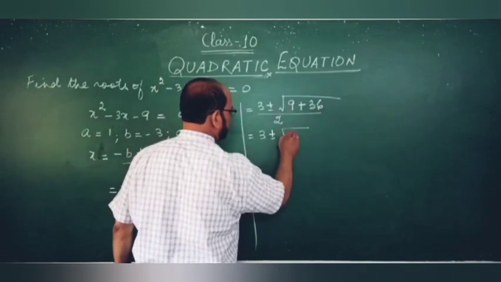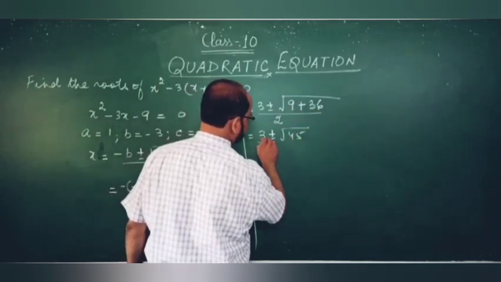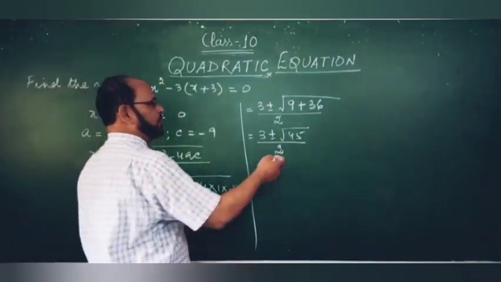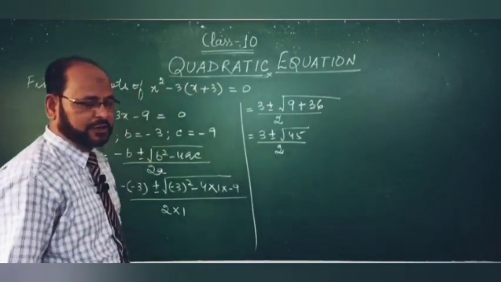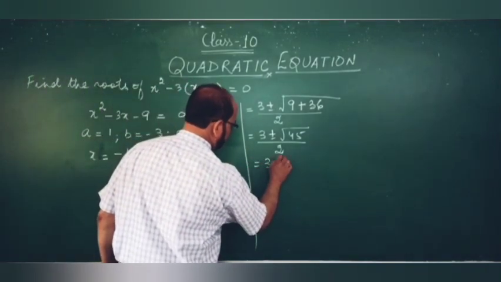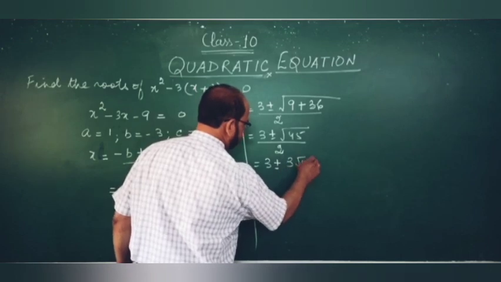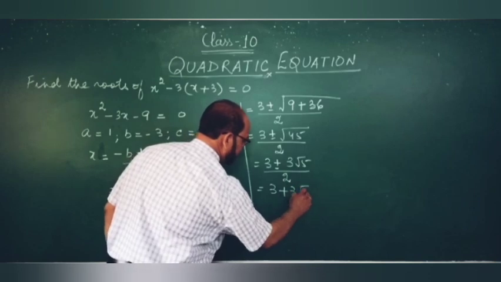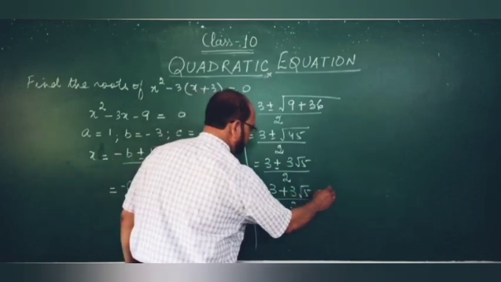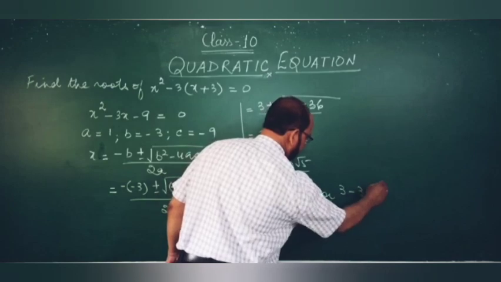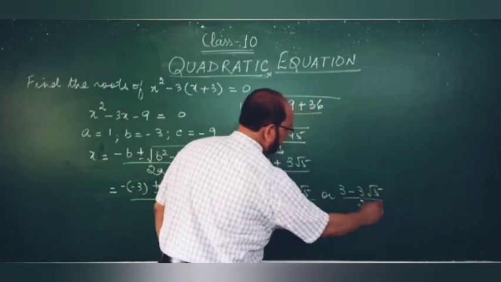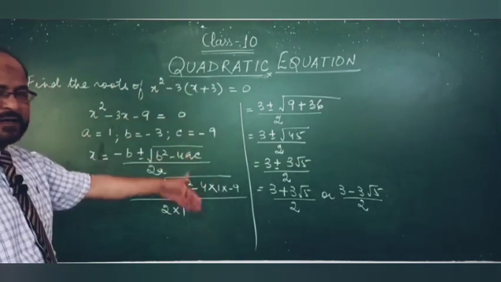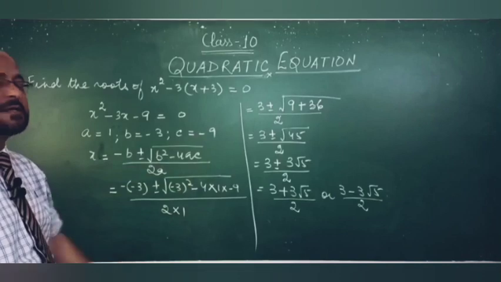When you will add these two, you will get 45 upon 2. So 45 will be your 3 under root 5. On solving under root 45, it will be 3 under root 5 upon 2. So it is 3 plus 3 under root 5 upon 2, or 3 minus 3 under root 5 upon 2. Now again in this question, it is not written that you have to find the answer up to certain number of decimal places. So you can leave your answer in surd form only.